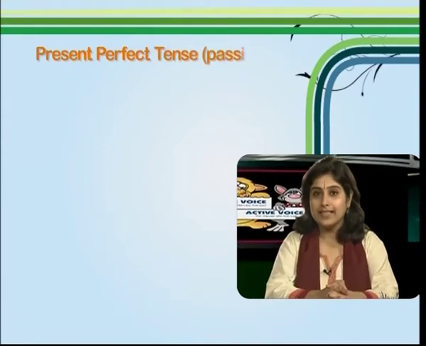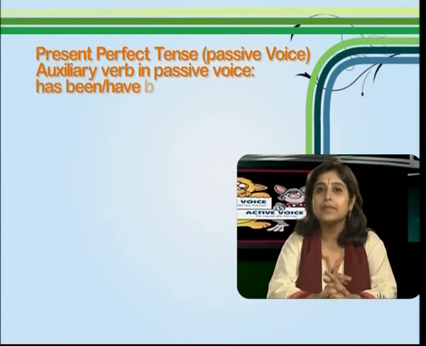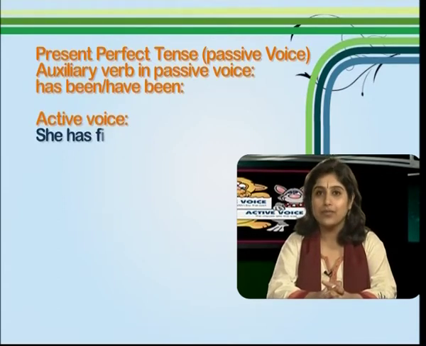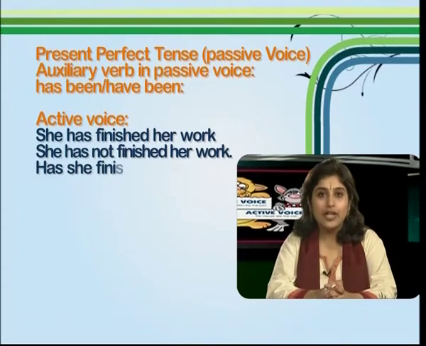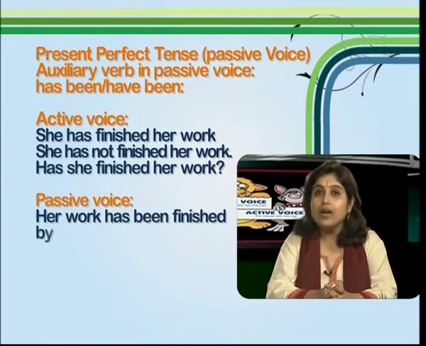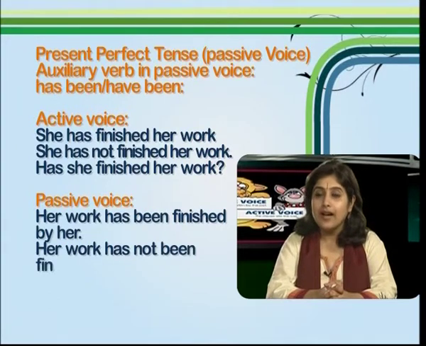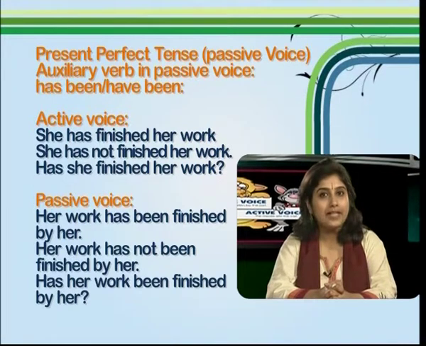Present perfect tense in passive voice. Auxiliary verb in passive voice: has been, have been. Active voice. She has finished her work. She has not finished her work. Has she finished her work? Now the passive voice. Her work has been finished by her. Her work has not been finished by her. Has her work been finished by her?